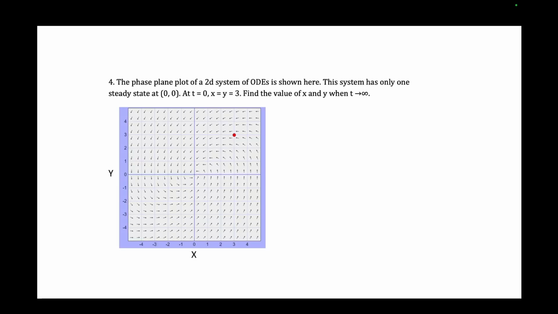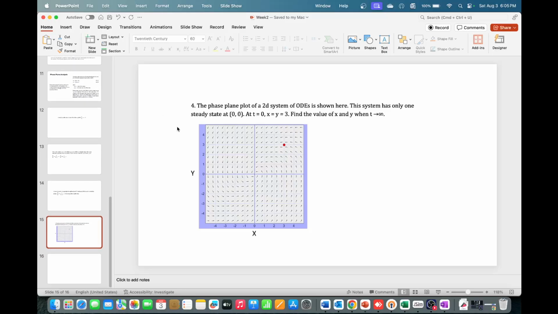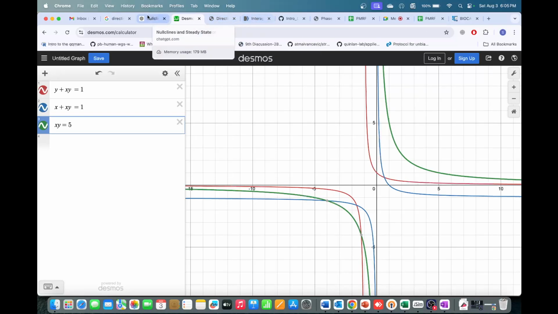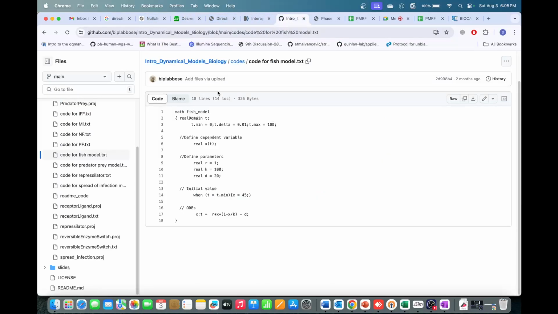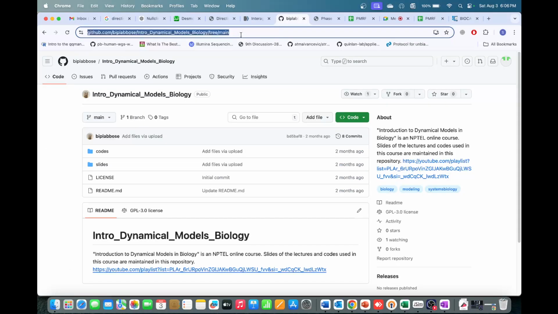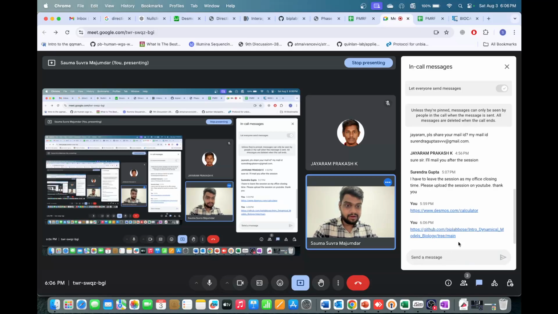Okay, so we are done in terms of the things that we needed to discuss. But before going, I'll discuss a little bit about JSim. This is the GitHub page that Sir shared with me. I don't know, have you guys seen this page before? If not, please look into this GitHub page.